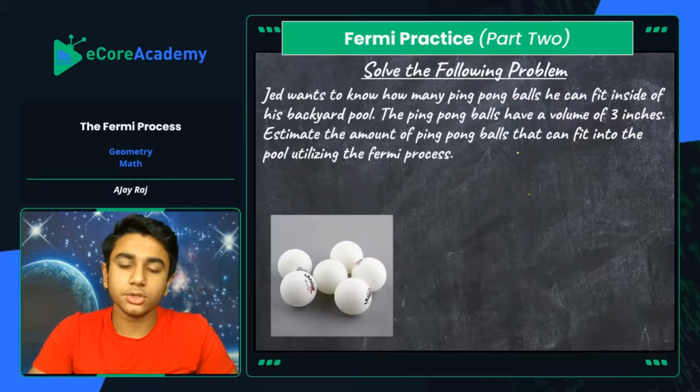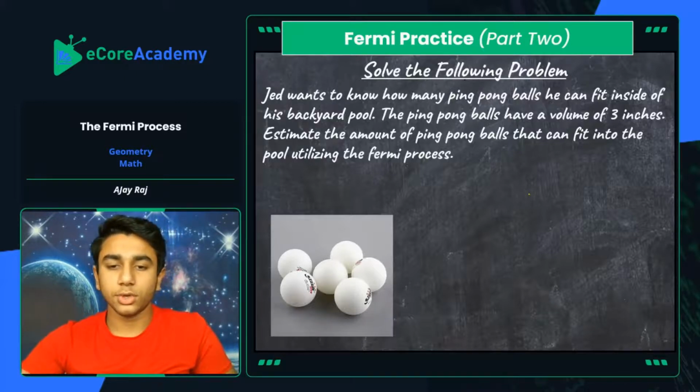So what we're going to do here is estimate the volume of the given pool, and then we're given the estimated volume of a ping pong ball, and then we're going to round that off to the closest power of 10 at the end. So we're going to calculate it and then do that at the end. So we have our swimming pool.